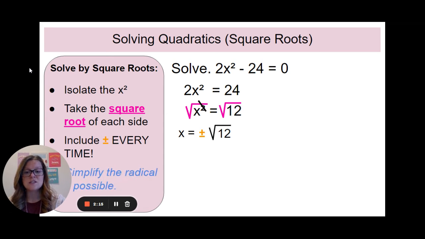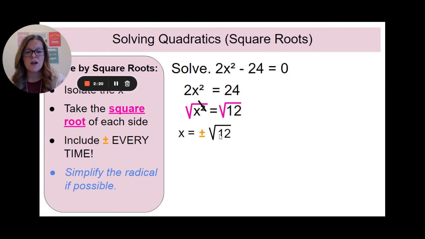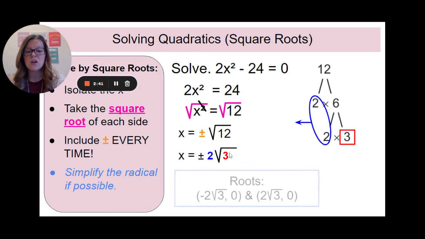Okay, next we're going to try and simplify the radical if possible. So I'm going to look at 12. I'm going to do the factor tree, break it down. I have a group of 2s, a 3 left over, so that guy has to stay on the inside. So I have x is equal to plus or minus 2 square root 3. And now technically we have two different answers. We have positive 2 square root 3 and negative 2 square root 3. And if they ever ask you to write it as a point, we can break it up into 2 points and put the negative and the positive. Okay, so that's one example.